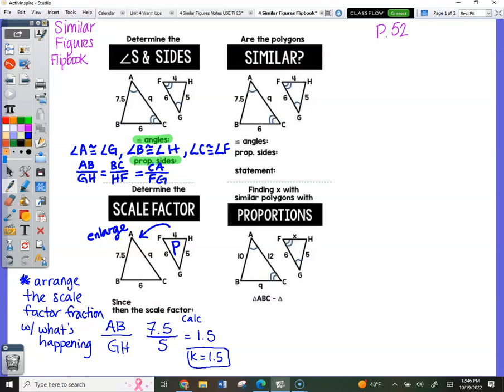Where's your notebook paper? If you're getting larger, then you're going to put the larger number on top. You're going to glue it to the paper and then put it in your notebook. Okay? If it's getting smaller, you would do what with the numbers? You would flip them and put the smaller number on top.